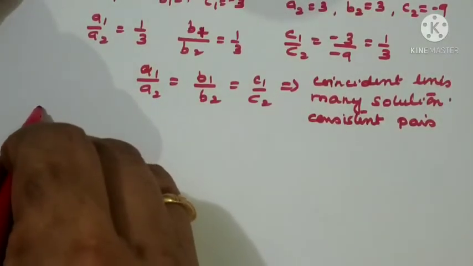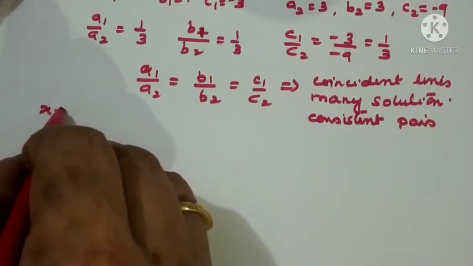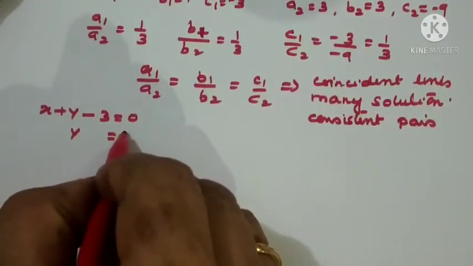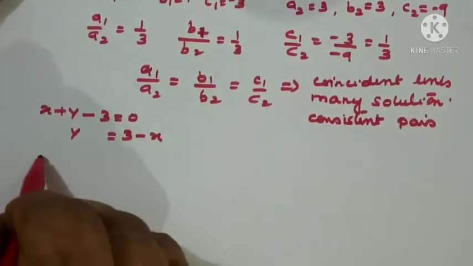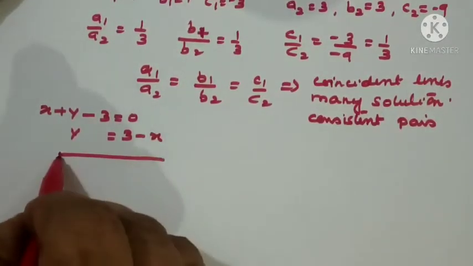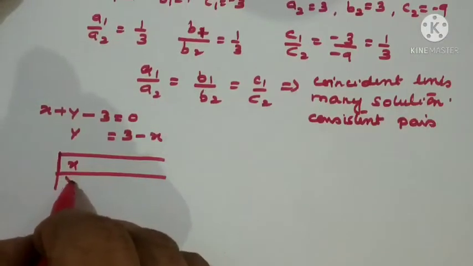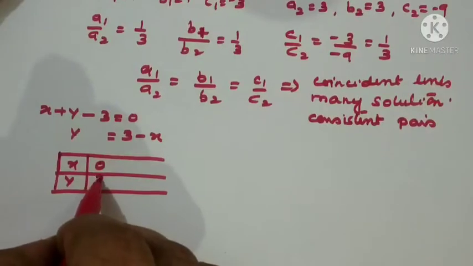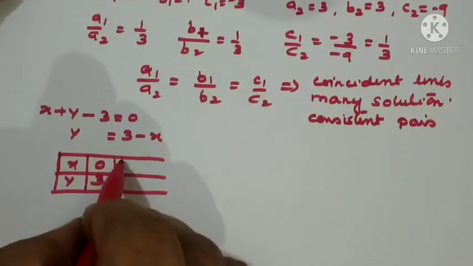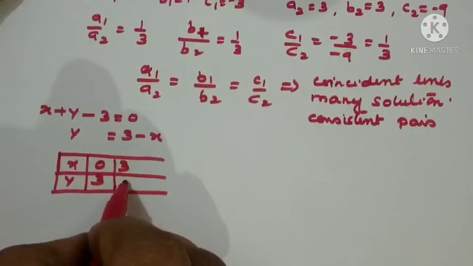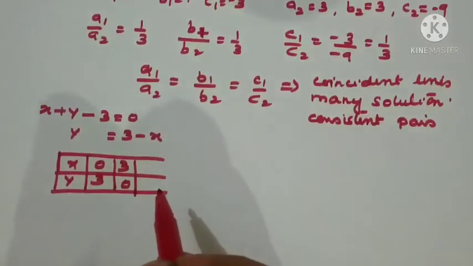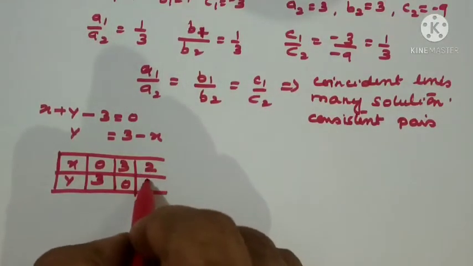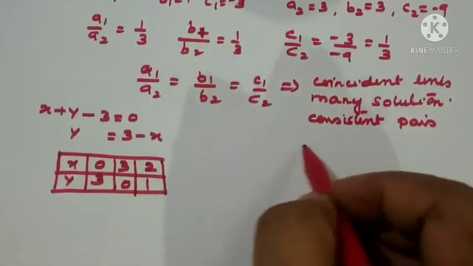So we'll go for x plus y minus 3 equal to 0. That is the first equation. y equal to 3 minus x. Again we have to draw the table. x equal to 0 means y equal to 3, and 3 means here also 0 only. Now one more solution we require, so that is 2 we are using, so it is equal to 1 only.